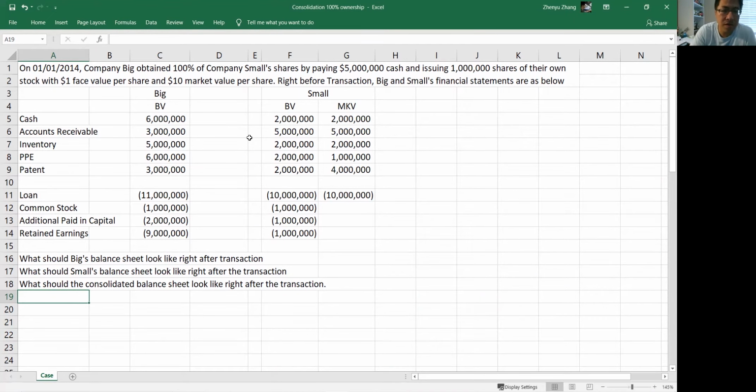On January 1st, 2014, company big obtained 100% of company small's shares by paying 5 million in cash and issuing 1 million shares of their own stock with $1 face value per share and $10 market value per share. Right before the transaction, big's and small's financial statements, balance sheets to be exact, are as below. Big has cash, AR, inventory, PPE, patents, and the loan, common stock, additional paid-in capital, and retained earnings. For big we have 6, 3, and so on, and for small we have 2, 5, 2, 2, 2, and we have book value. BV refers to book value, and MKT refers to market value. We're going to talk about what it's used for soon.